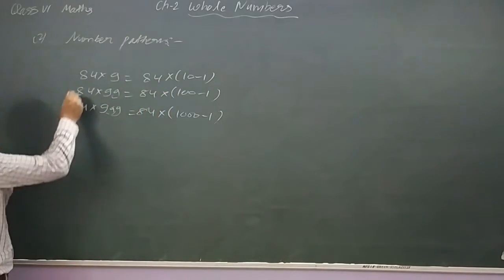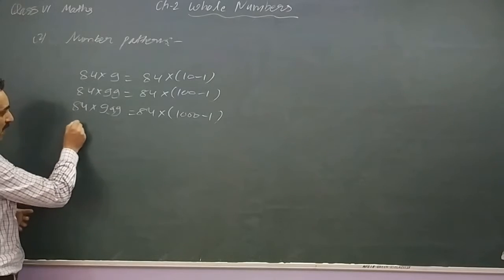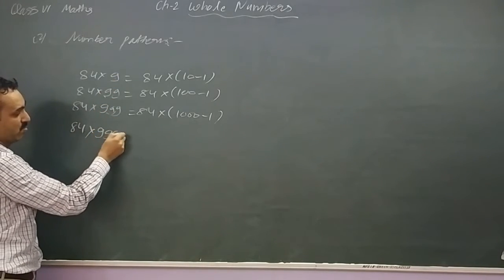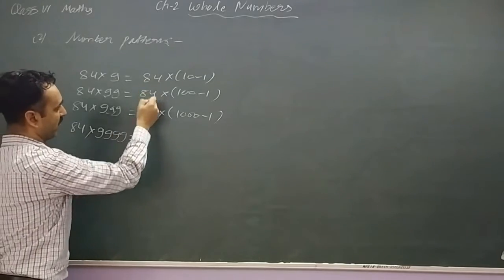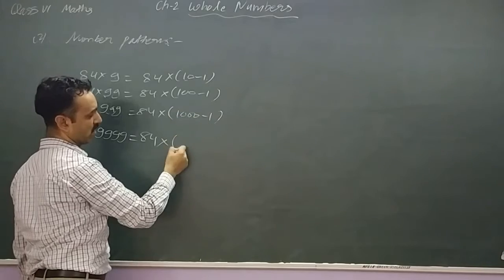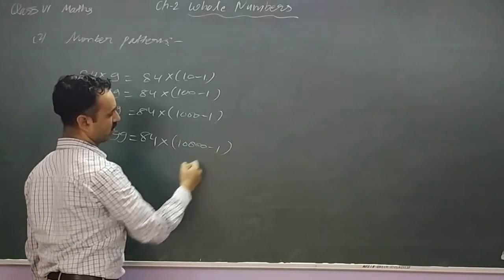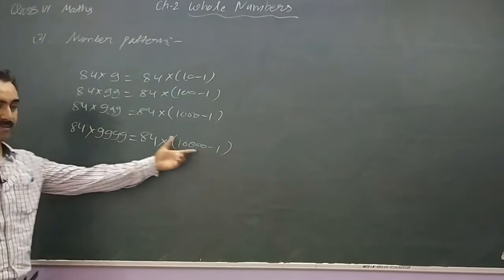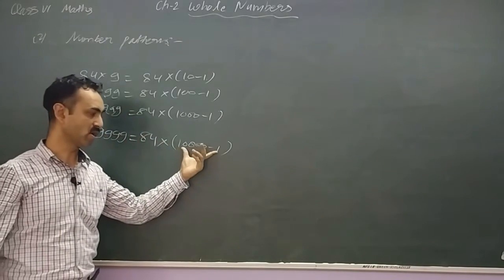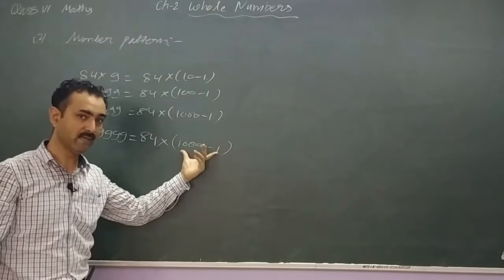First you see 84, 84, 84. So we write 84 first. 9, 99, 999. So what do we write? 9999. 84, 84, 84, 84. 10 minus 1, 100 minus 1, 1000 minus 1. Now 10,000 minus 1. So you can check it is correct. 84 into 9999. 10,000 minus 1 is also 9999.